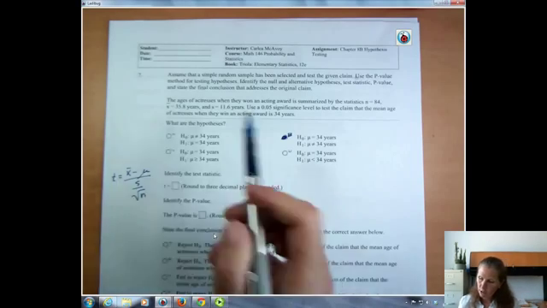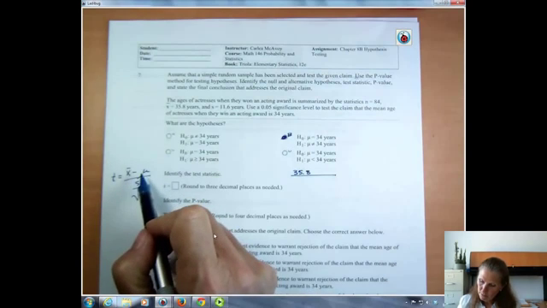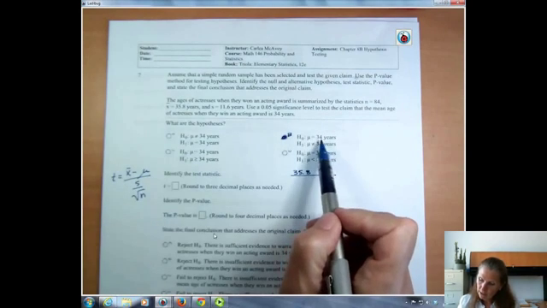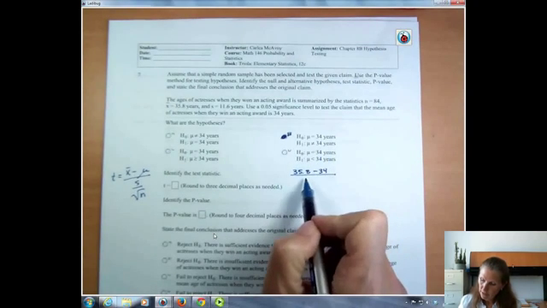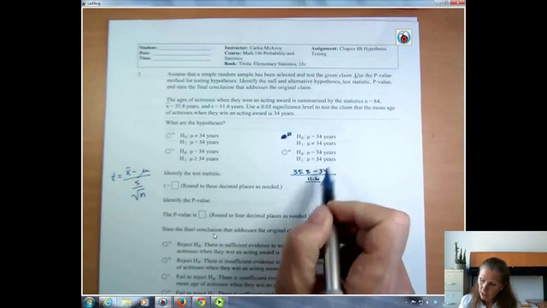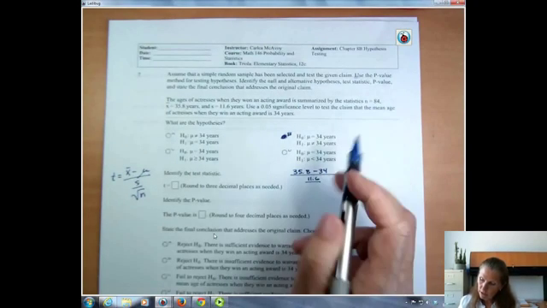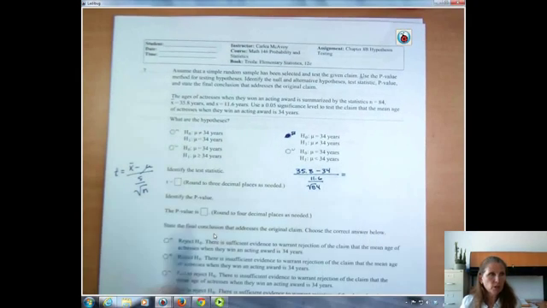So x bar they gave us is 35.8, and mu, well, that's what we were talking about, is 34. And then the standard deviation, s, was given to us, and n was 84. So you need to know when to use what formula to find those test statistics.